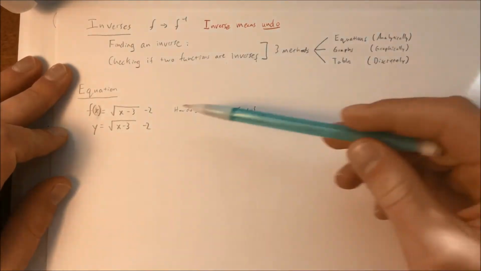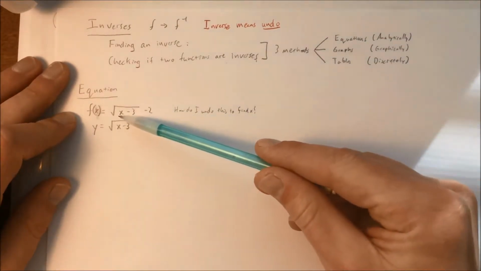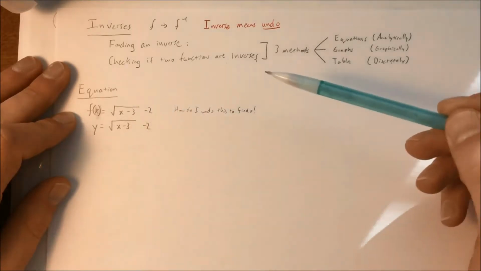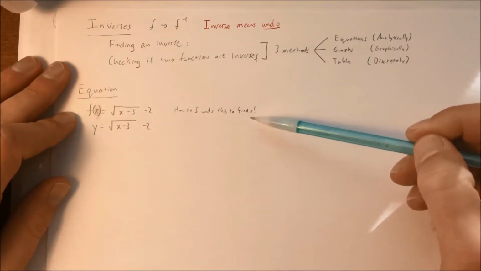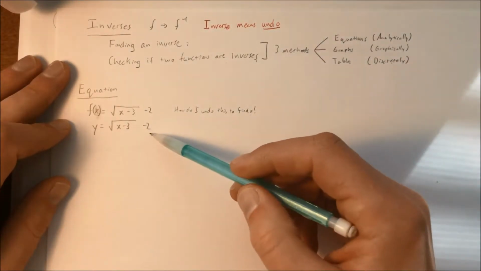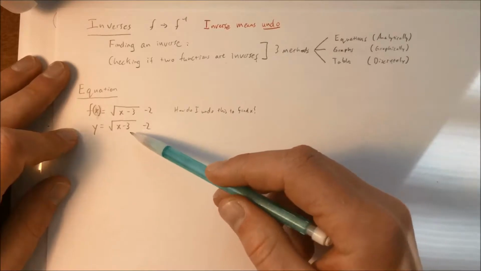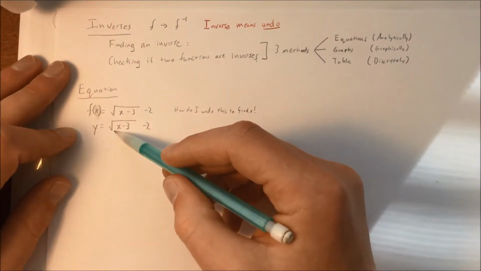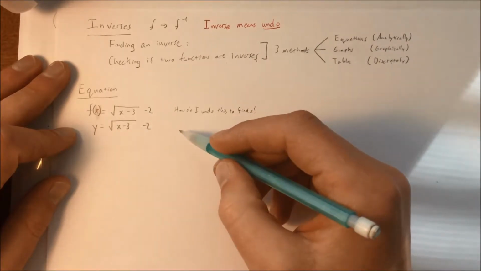So starting right here, I've got this function. f of x is equal to the square root of x minus 3, all that minus 2. How do I undo this to find x? In other words, how do I find an inverse? So if I have to find the inverse here, I want to go backwards to find what the x was. So to do this, no problem. I'm just going to solve for x.